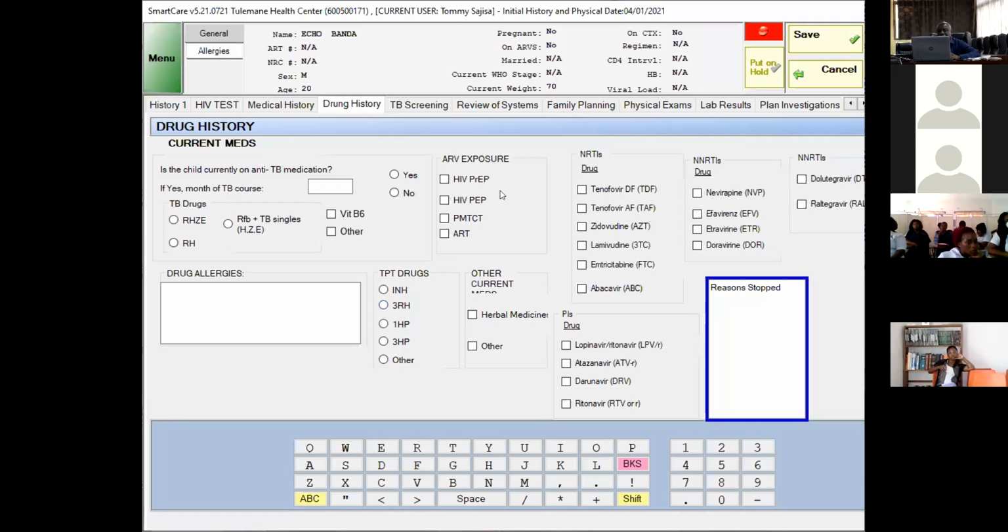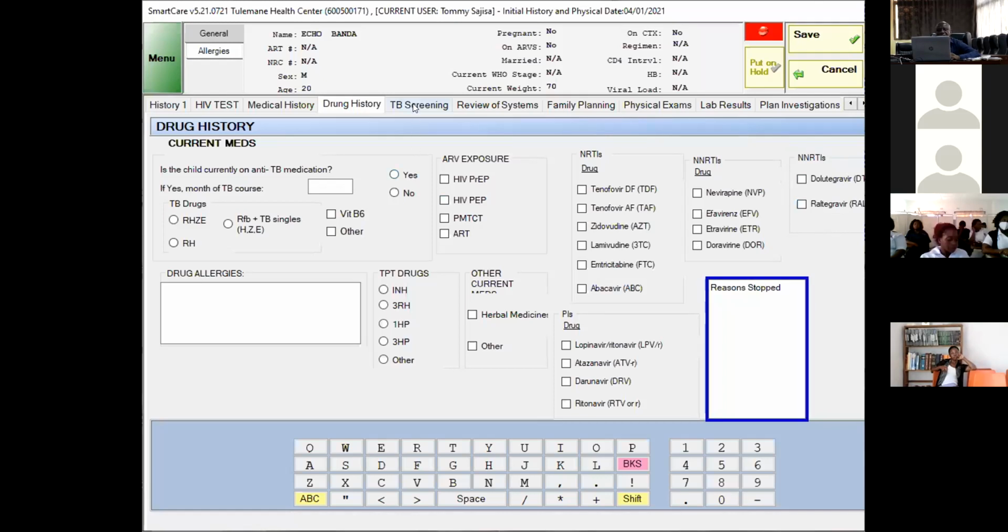The ARVs, again, for prevention, ARV exposure, you have the PrEP, the PEP, the PMTCT, and ART. Then you have the NRTIs for ARVs, NNRTIs there. Again, this is what our colleague on the call mentioned, so this will be corrected. It's supposed to be ST, I think, something like that. The dolutegravir and raltegravir there. So that is on the drug history.